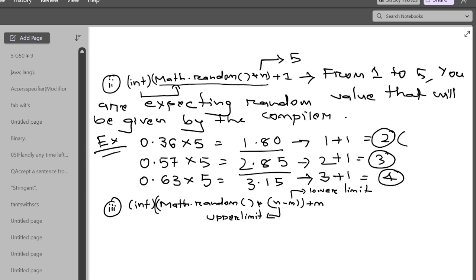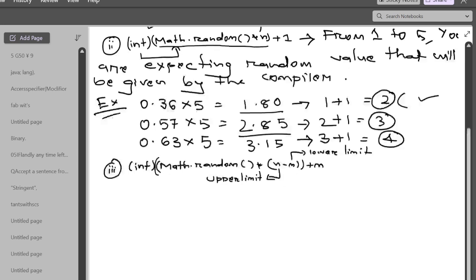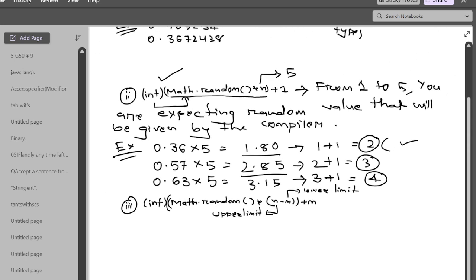Whatever values I'm getting over here, am I getting random values that lie between 1 to 5 only? Yes, I am. If your purpose is to get random values from 1 to 5, you can use this kind of command, this kind of syntax, where n will be the upper limit. Okay, now I hope you have understood this very properly.